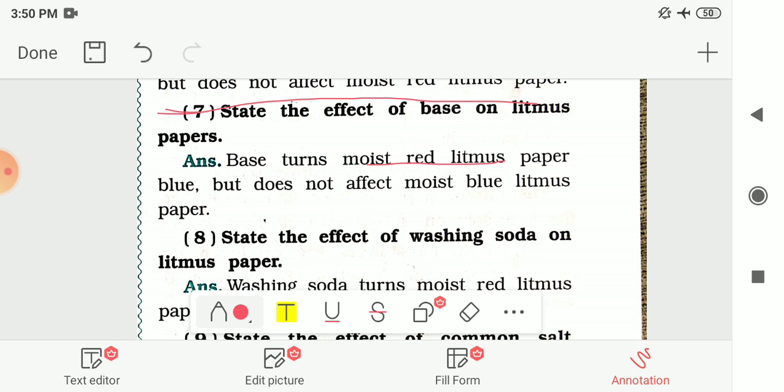Base turns moist red litmus paper into blue, opposite of the acid. It will turn red litmus paper into blue, but it does not affect the moist blue litmus paper.